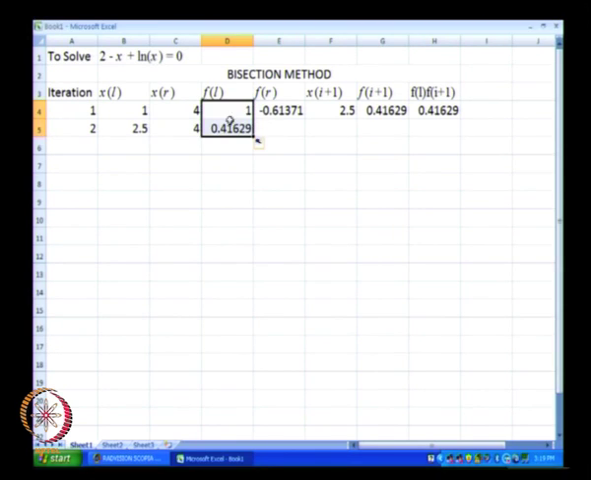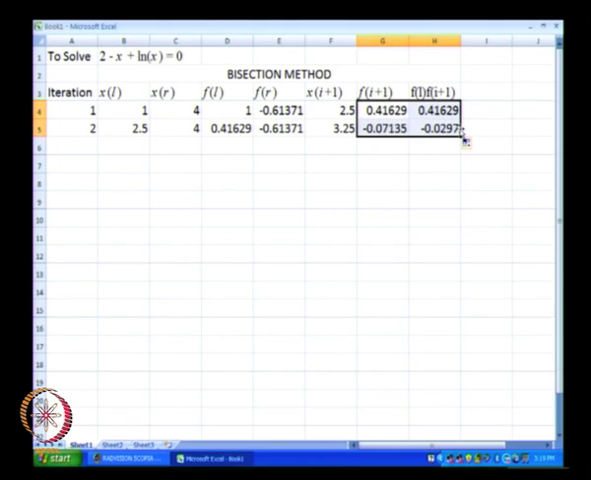Now, instead of computing f of L at the old value, we have ended up computing f of x of L at the new x of L value. Likewise, we will just be able to drag this and this should work, and then we will drag x of I plus 1, and that is our new guess for x of I plus 1, and then both of these we will just be able to drag.